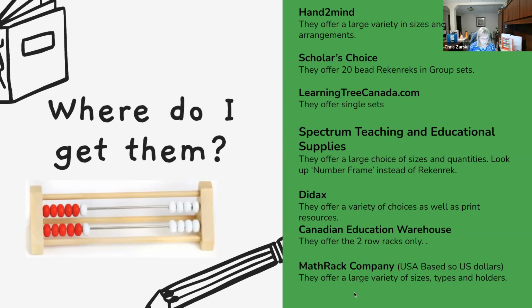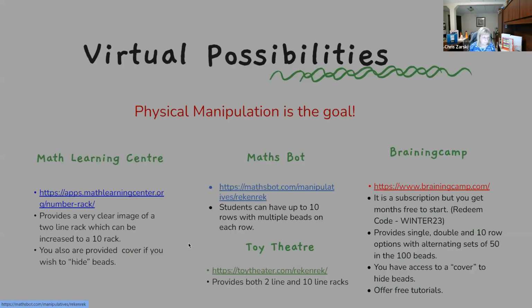All of that said, the bottom one is a US one, so I just want to point out that you'd be paying in US dollars. The rest of them are all Canadian and pretty easy to get. It's not a hard one to find because a lot of people sell them.